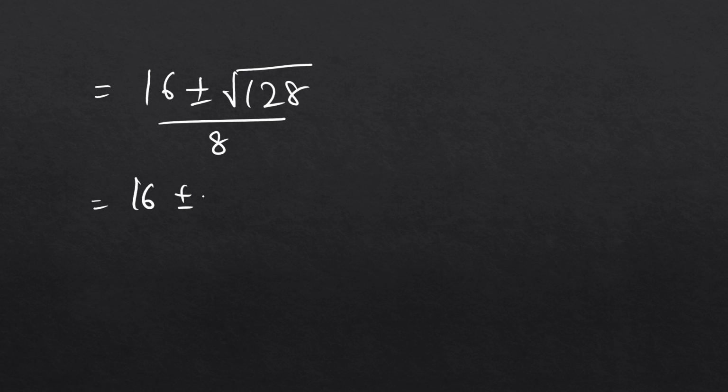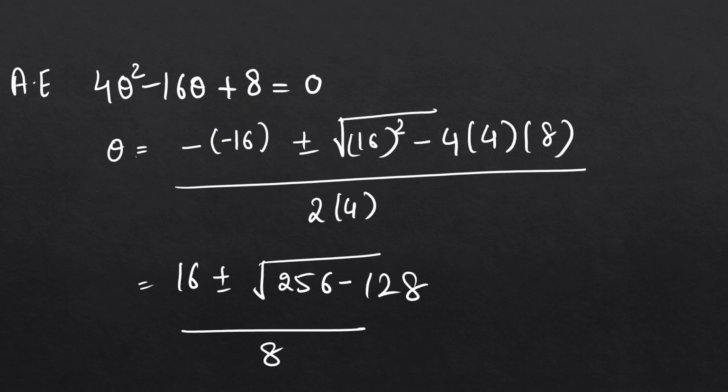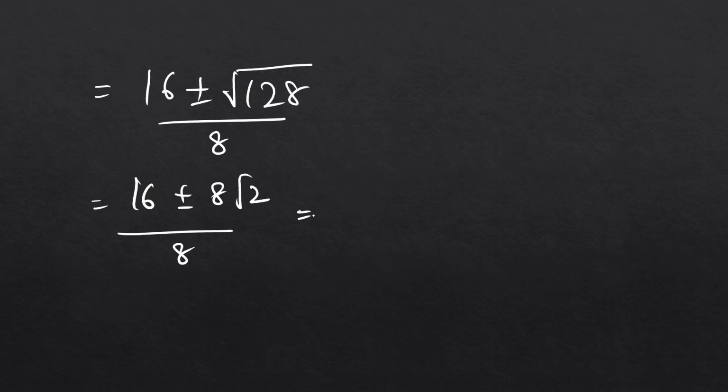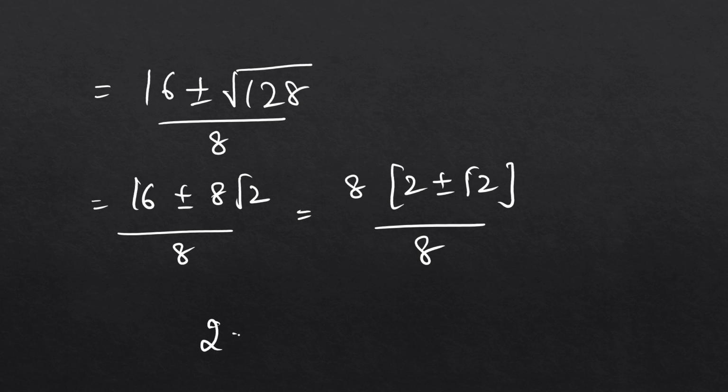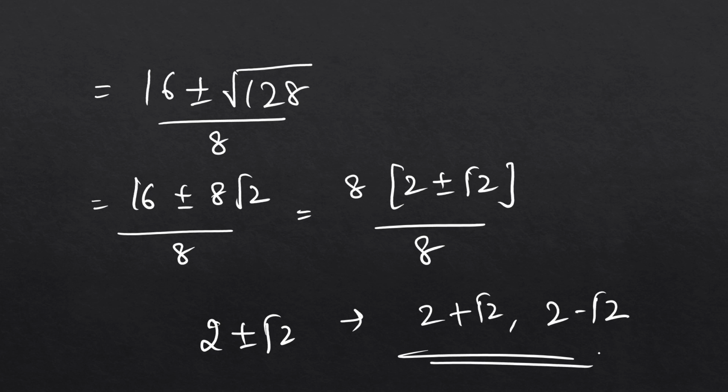You will easily know that I can put it in the form of 8 root 2 divided by 8. After this, 8 is taken as a common factor. It is 2 plus minus root 2 divided by 8. So we have 2 plus minus root 2. It means 2 plus root 2 and 2 minus root 2. These 2 roots are given to us.